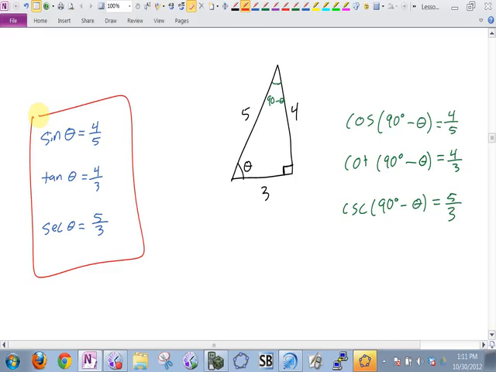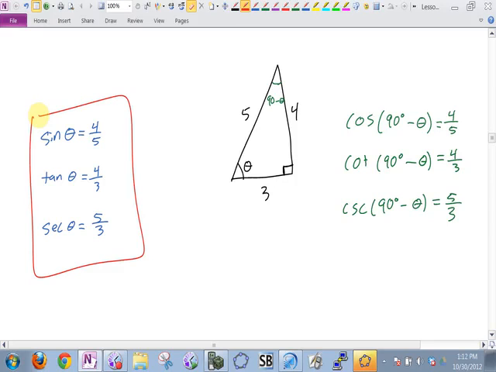Sine of theta and the cosine of 90 minus theta, output is the same thing, 4/5. Tangent theta and the cotangent of 90 minus theta, output is the same thing. The secant of theta, 5/3, and the cosecant of 90 minus theta, also 5/3, same thing. Think that's a coincidence that these functions are outputting the same thing? No. In fact, that is kind of the definition of co-functions.